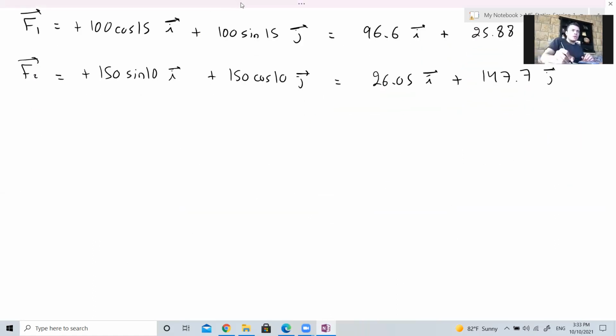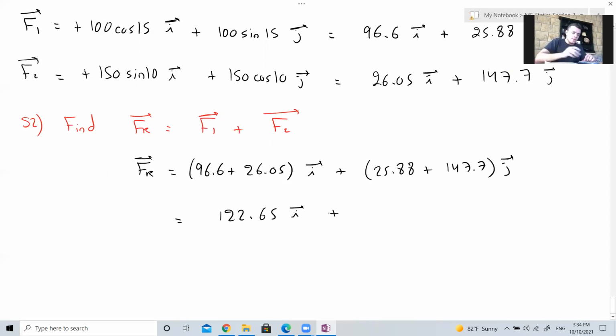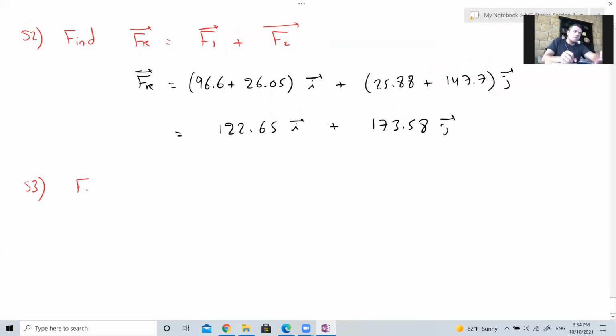So step 2. Now that we have represented all the forces, to find the magnitude of FR, after we get the sum, we put the components under a square root. So FR as a vector comes out as 96.6 plus 20 all squared, 6.05 I plus 25.88 plus 147.7 J, which gives 122.65 I plus 173.58 J. Then we put it under a square root to find the magnitude of FR.